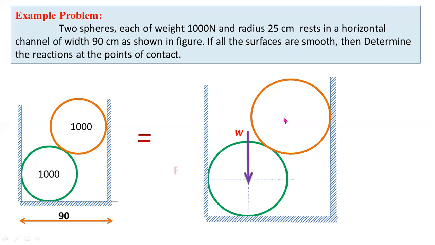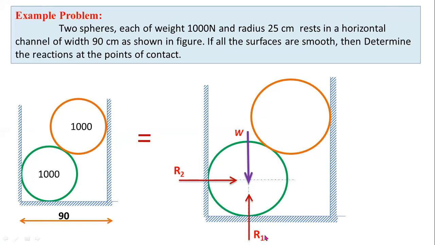Now you have to consider a reaction force at every contact point. There are four contact points here, here, here, and here. Totally there are four contact points, so you have to consider four reaction forces. Here the support is vertical, so you have to consider a horizontal reaction force. In a similar way, here the support is horizontal, so you have to consider a vertical reaction force.